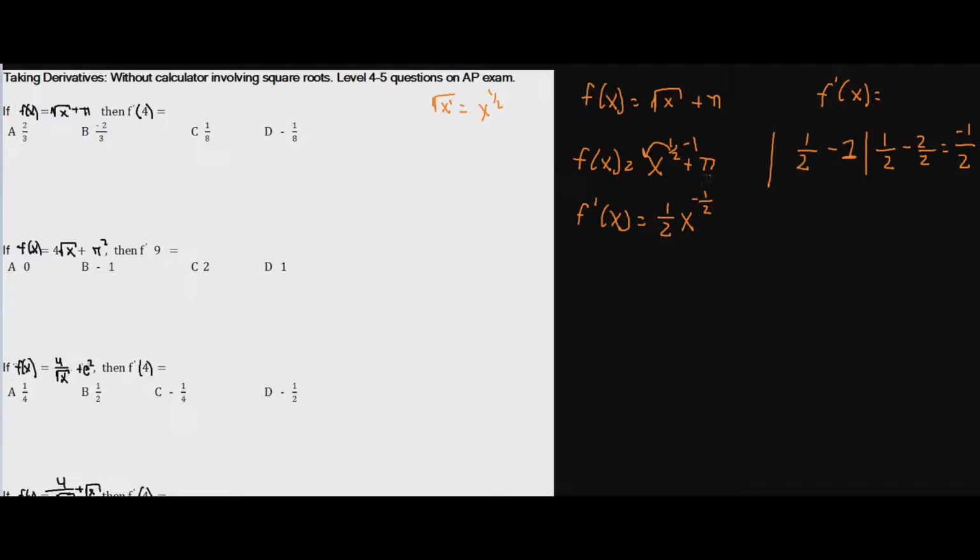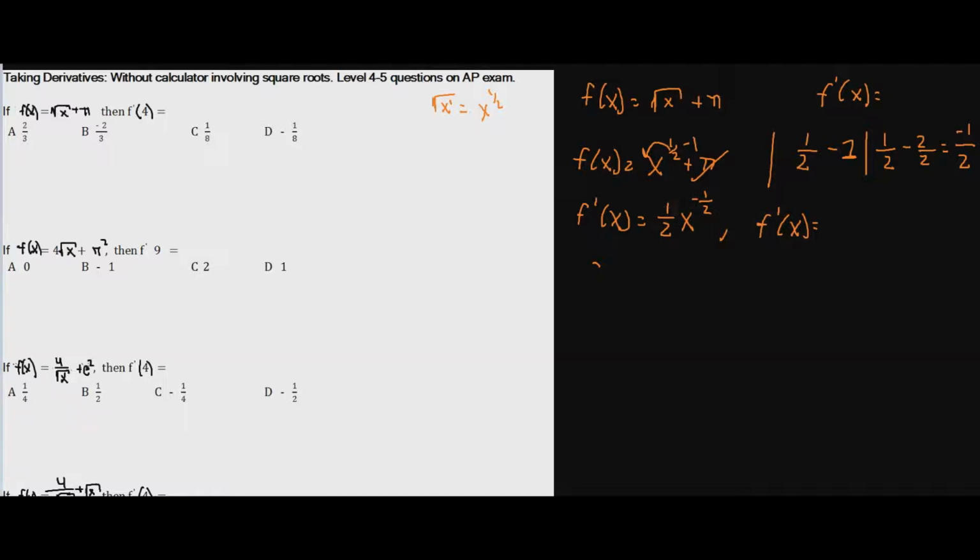Well, what's the derivative of pi? Well, my friends, the derivative of pi is just a number, and the derivative of any number is 0 because it doesn't have any rate of change. All right, so here's my derivative. Now, we're not done just yet because what we would like to do is rewrite this so that we can plug in 4 eventually.